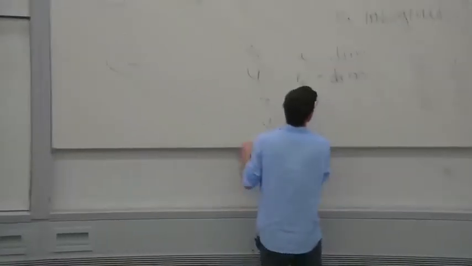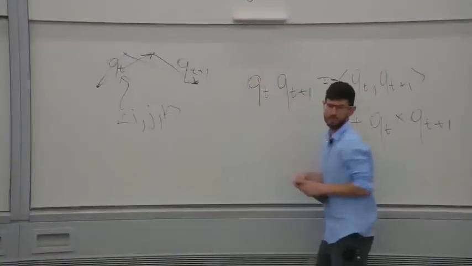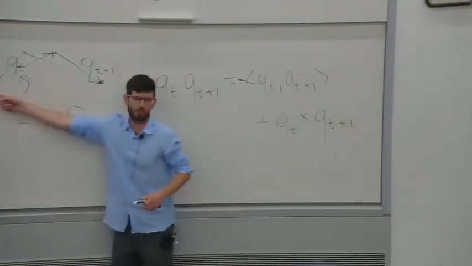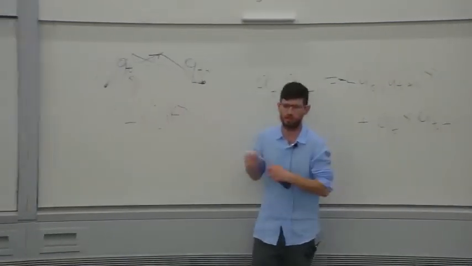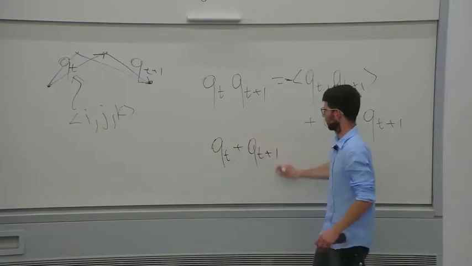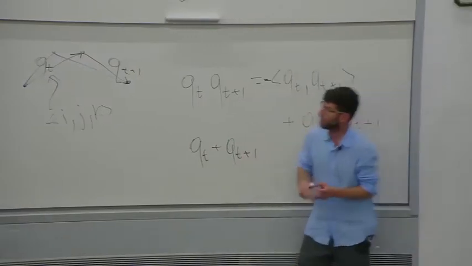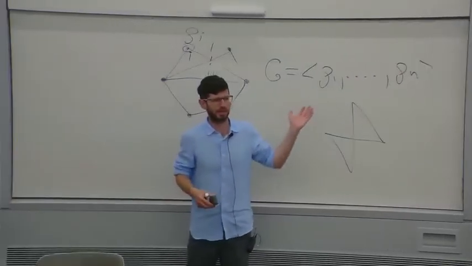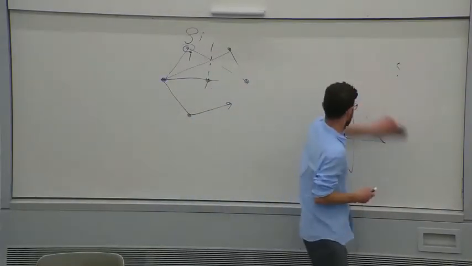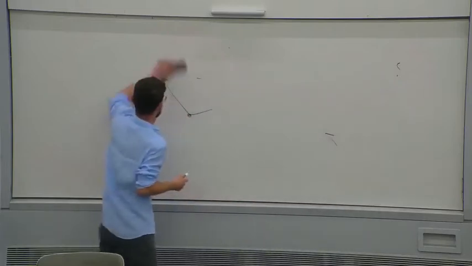And another thing I didn't mention that's also important: the product stays the same, but the sum also stays the same, because the sum is just this diagonal. Here it also doesn't change. So q_t plus q_{t+1} also doesn't change. And now it's super easy to construct integrals, knowing that this kind of symmetric functions stay the same.